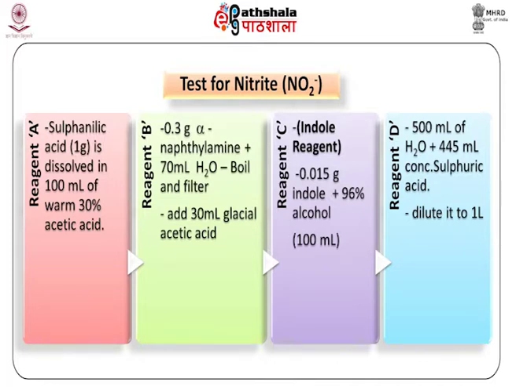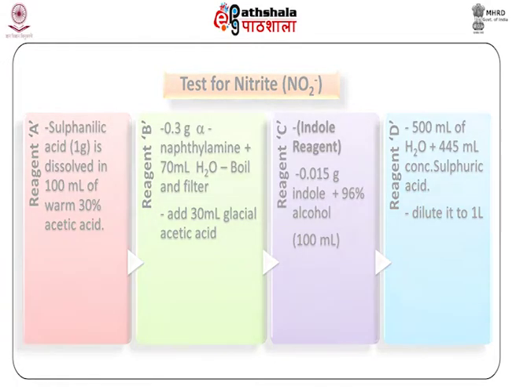Reagent C, or indole reagent. To prepare this reagent, 0.015 grams of indole is dissolved in 100 ml of 96% alcohol. Reagent D. It is prepared by slowly adding 500 milliliters of water under constant stirring to 445 milliliters of concentrated sulfuric acid. When the mixture cools down, again dilute it with water to 1 liter.